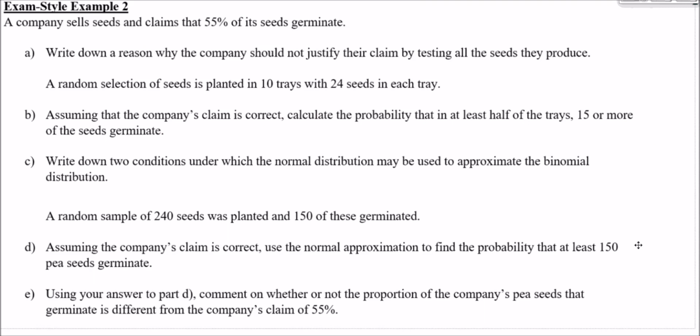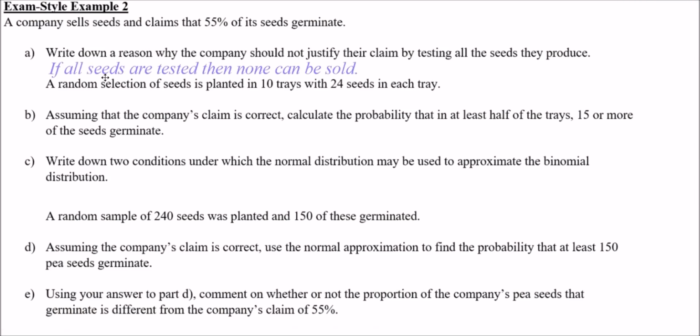Lastly, a second exam-style worked example. So this time we've got a company that sells and claims that 55% of its seeds germinate. So write down a reason why the company should not just try their claim by testing every single seed they produce. So this is a fairly obvious, I'm hoping, one marker. So essentially if they tested every single seed, and it's a company, companies have to make money. If they tested every single seed, there'd be none left to sell.